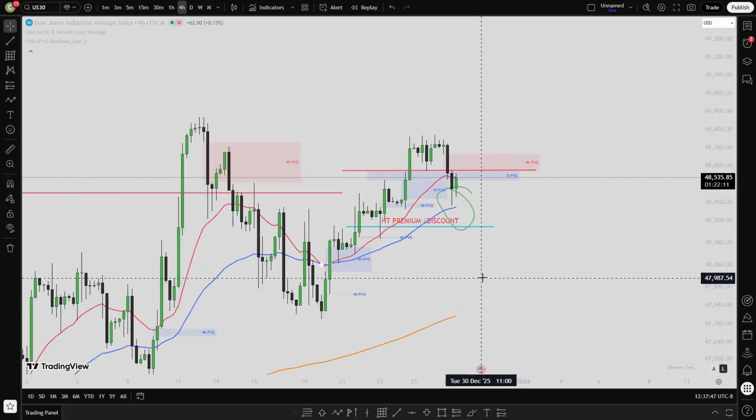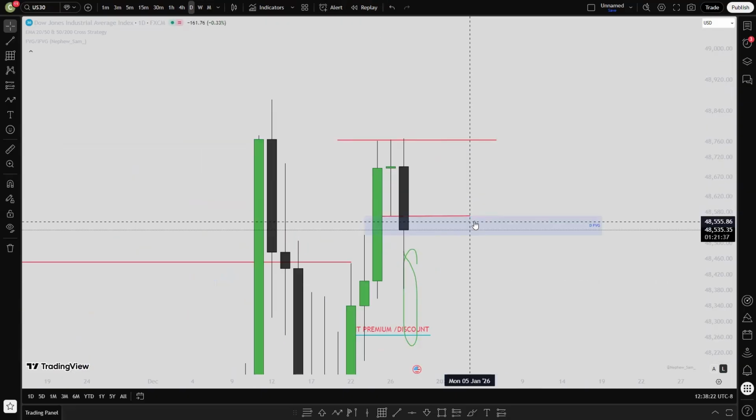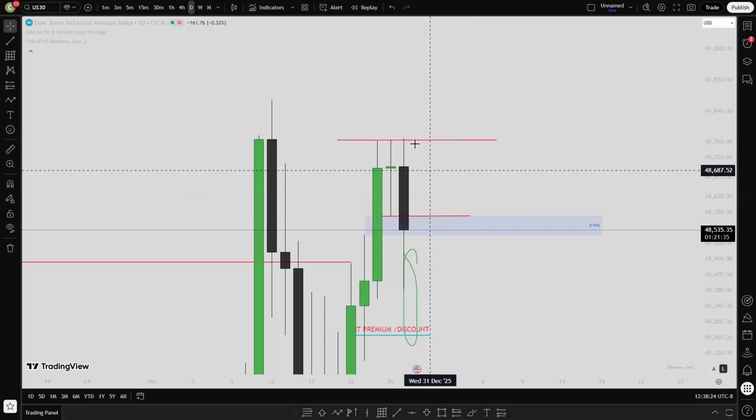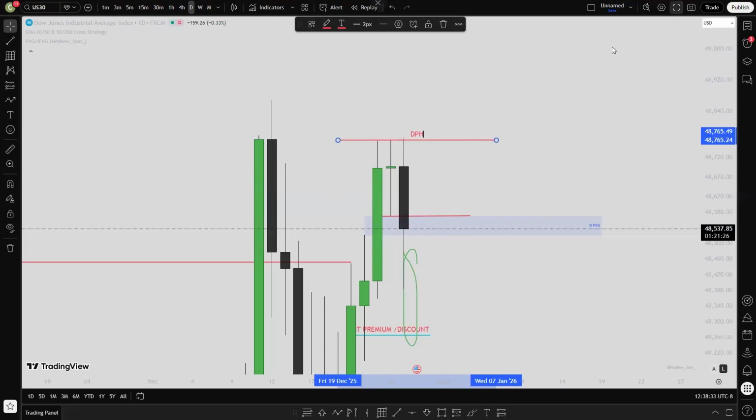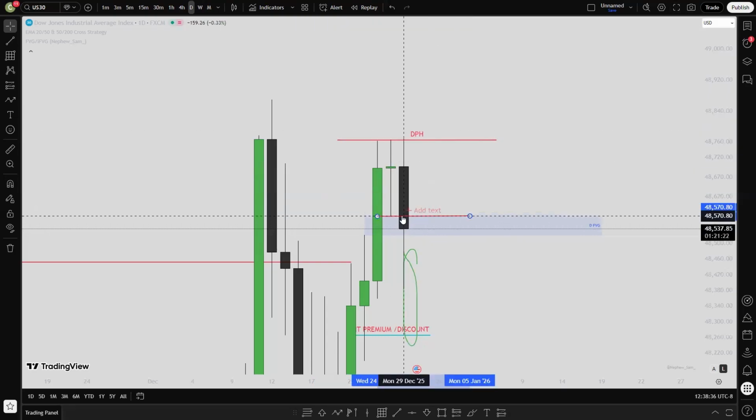So, identifying what zone you are trading in. The first thing you want to do is go to the daily. On the daily, you want to identify the daily previous high, so DPH, and your daily previous low. All right.